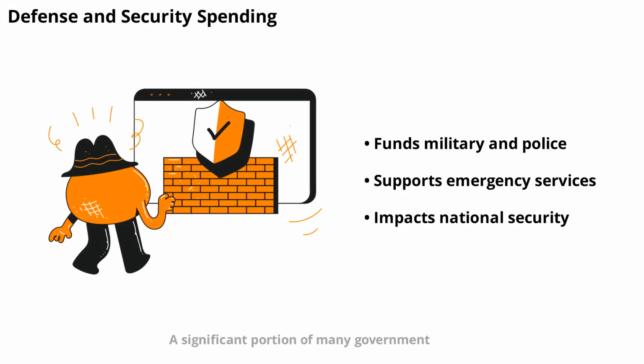A significant portion of many government budgets is devoted to defense and security. This includes funding for the military, police, and emergency services. Decisions about defense spending can affect national security, international relations, and the balance between security and other public needs.